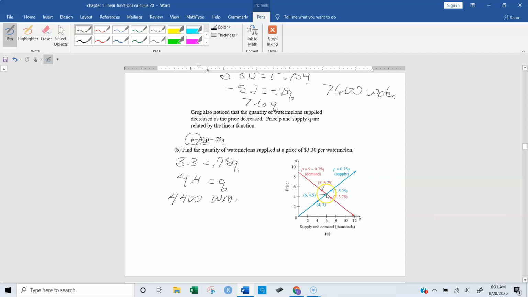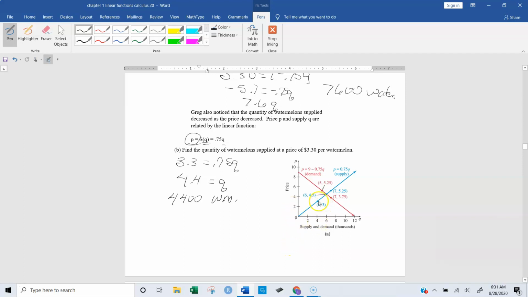Right here in the middle, where they meet, is called your equilibrium point. So that's when supply and demand match. So right here, this matches when I have 6,000 watermelons and I'm selling them at $4.50 a piece. That's my supply and my demand match.